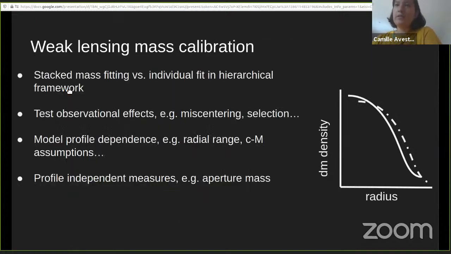There are a number of things that you'd want to look at in terms of weak lensing mass calibration. I didn't quite mention this, but the primary cluster-based cosmology approach for LSST clusters will be through the weak lensing mass, so it's about how you're combining your very noisy data. Are you stacking all of your mass? Are you individually fitting things in a hierarchical framework to get at that mass posterior? How can you incorporate tested observational effects like miscentering and your selection effects, etc.?